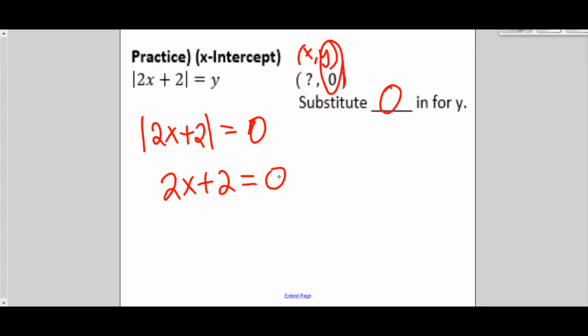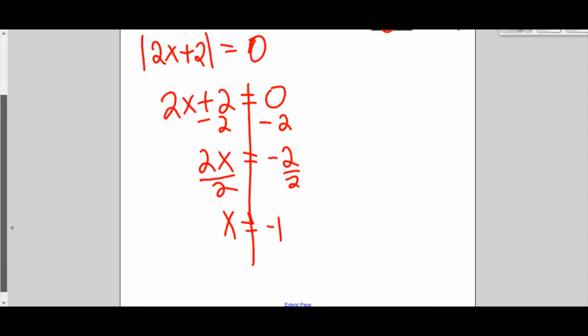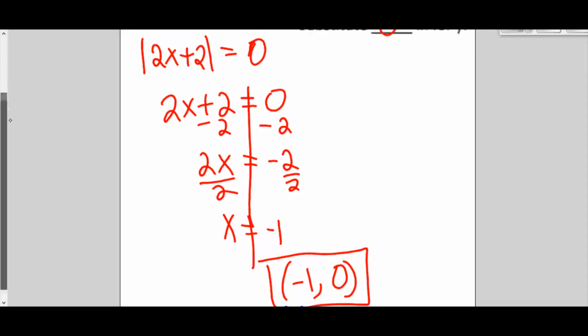So we're going to solve this for x. So we're going to draw the line, subtract 2 from both sides. So I get 2x equals negative 2. Divide both sides by 2. So x equals negative 1. So my ordered pair, remember it's x comma y, so I found x is negative 1 and y was 0. So my ordered pair is negative 1, comma 0. So pause the video if you need to finish that one.